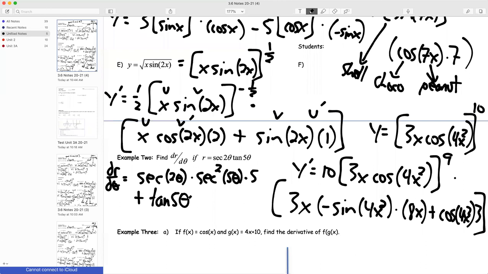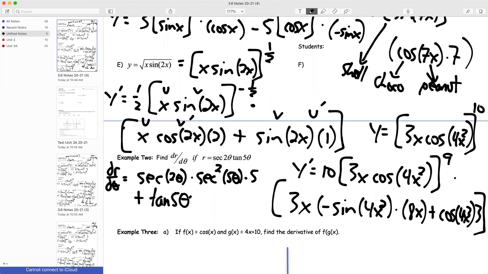I'm sorry, Joe, you were about to elaborate on the derivative of the secant of 2 theta, and I interrupted. What do you got? I think it's secant tan 2 theta times. He is close, but he is not quite right.